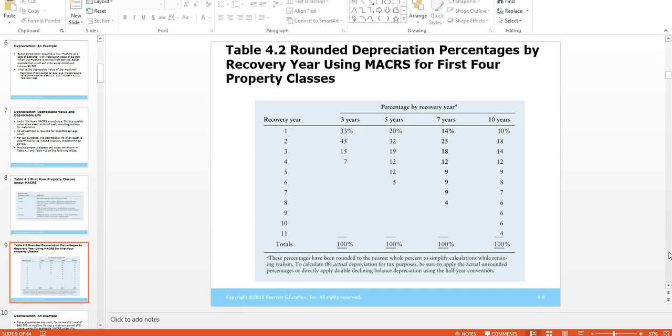Now, here is the percentage by recovery year that you would write off. So for the 3, 5, 7, and 10 year that we just looked at, the first year you depreciate by 20% for 5 years, then 32%, then 19, then 12, then 12, then 5. You notice how this always adds up to 100 in either case. So you have a higher acceleration up front, right? Which is why they call it acceleration. You're depreciating the money up front faster, right? Okay, so I want to make sure everybody's clear about that.